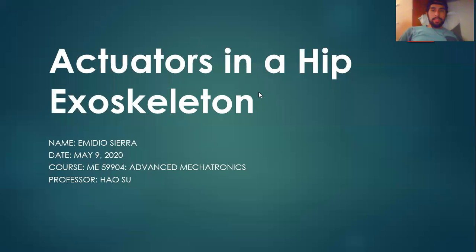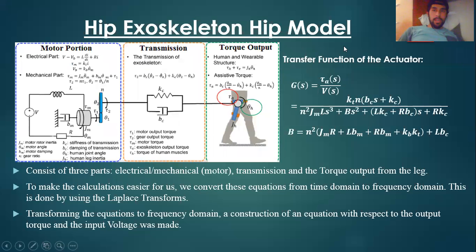Hello, my name is Emidio, and I would like to talk to you about my project about actuators in the hip exoskeleton. As you can see, the hip exoskeleton consists of three parts: the motor, which consists of the electrical part and the mechanical part, the transmission, and the torque output.